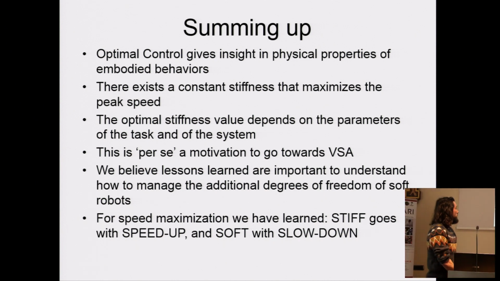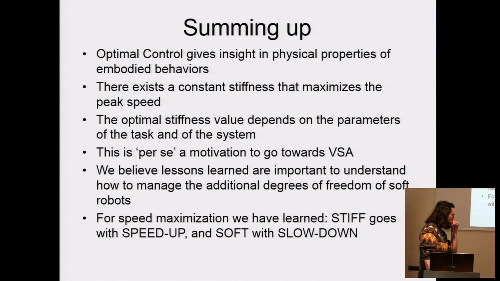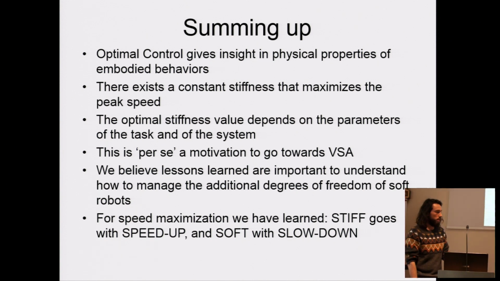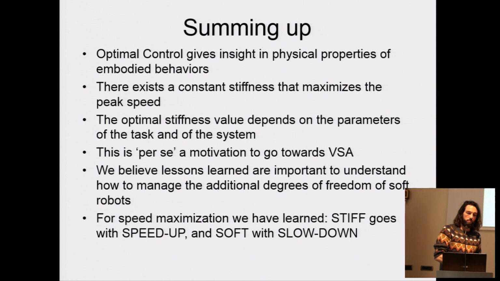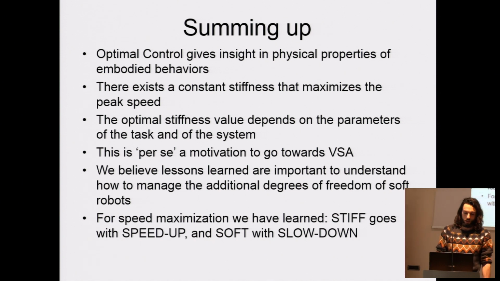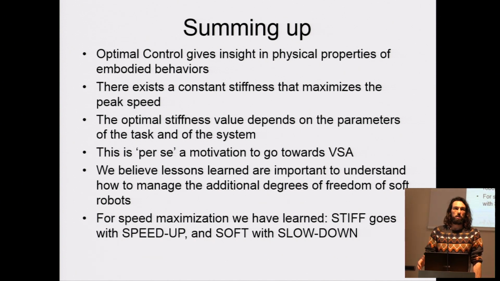Moreover, through a careful analysis of the results that we can get from optimal control theory, we can learn lessons in order to understand how to manage the additional degrees of freedom that soft robots have. In the max speed problem case, the lesson we learned is: stiff when speeding up and soft when slowing down.